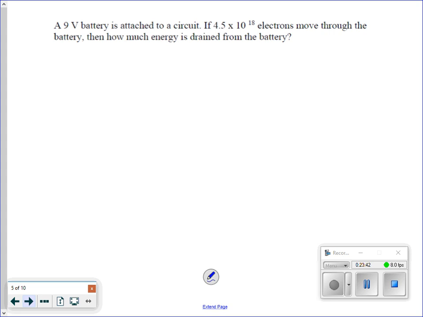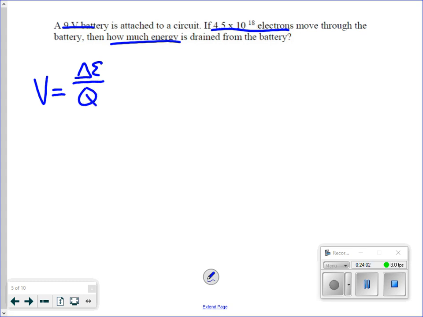All right, 9-volt battery. Okay, so I've obviously been given voltage. It's attached to a circuit. And oh, look, here I am back at electrons again. How much energy is drained from the battery? Okay, so voltage. By definition, right, what are we looking for? We're looking for the change in energy per charge, per coulomb. All right, again, I'm not given coulombs. I am given the 9 volts. I'm going to move the Q over here because you make far fewer algebra mistakes when you don't have a fraction. So if I take the Q out of the bottom, okay, I got to take the charge and multiply it by the volts.